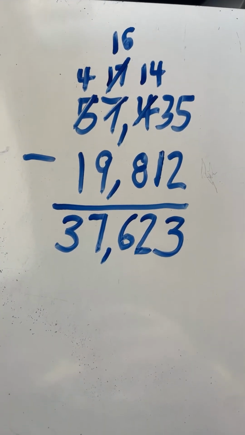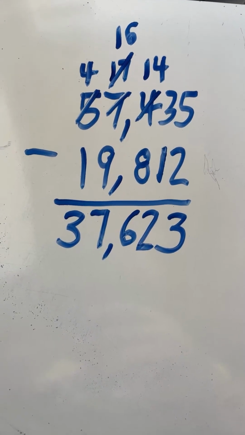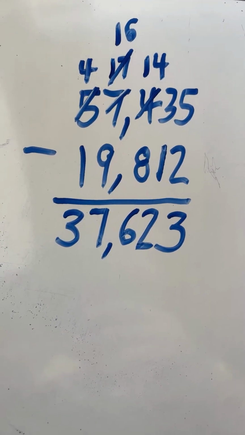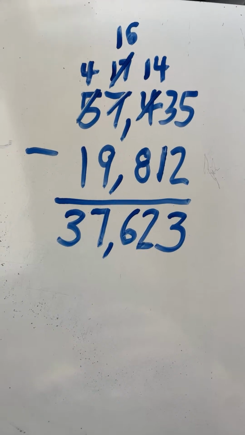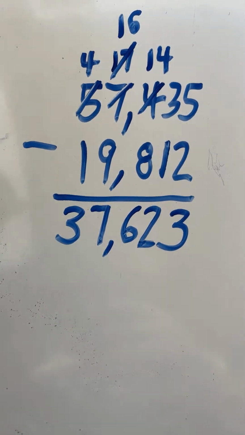And we have our final answer: 57,435 minus 19,812 equals 37,623.